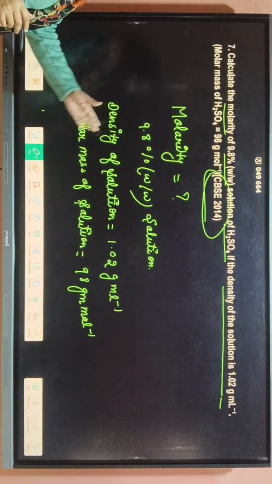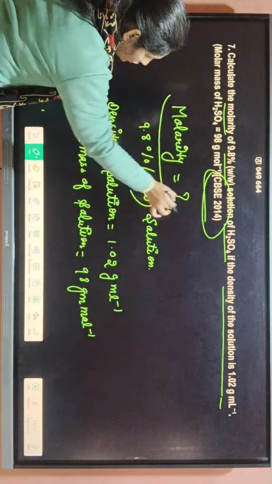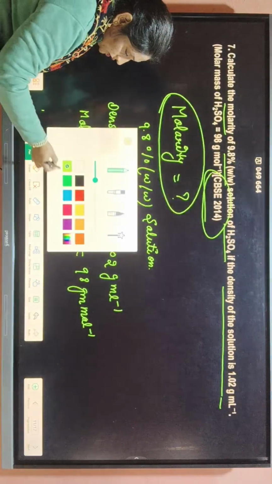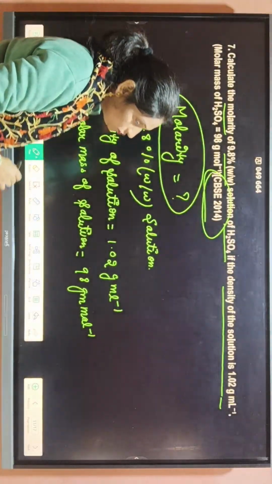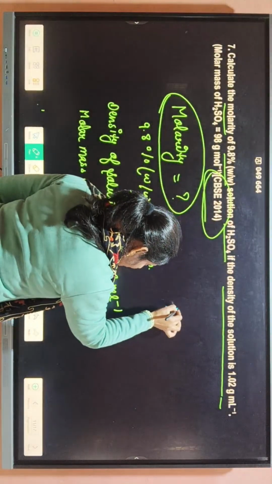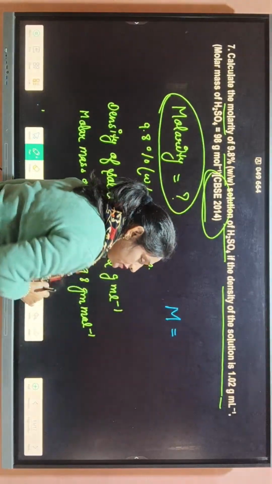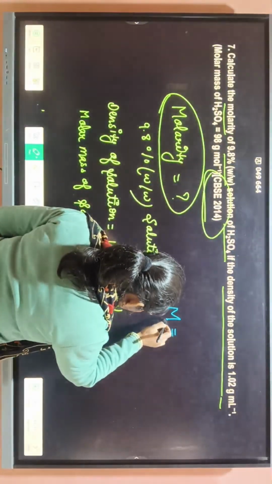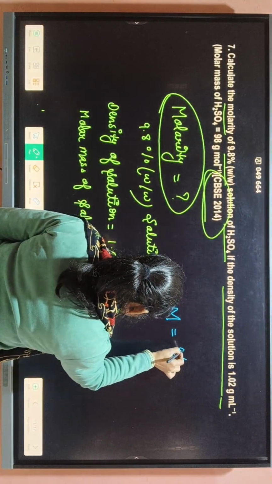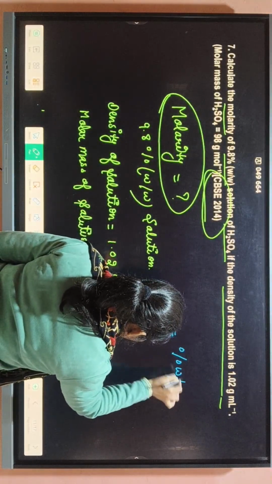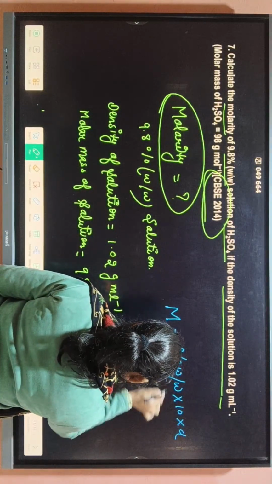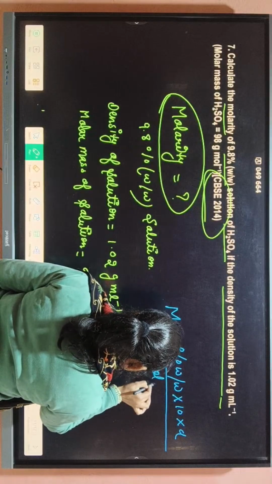Now students, these values are given and you have to calculate the molarity. By using a very simple formula you can calculate it. If mass percentage and density are given, then molarity is equal to percentage of mass into 10 into density divided by molar mass.